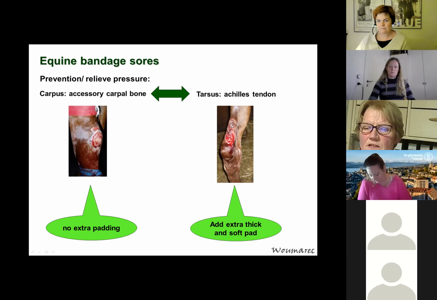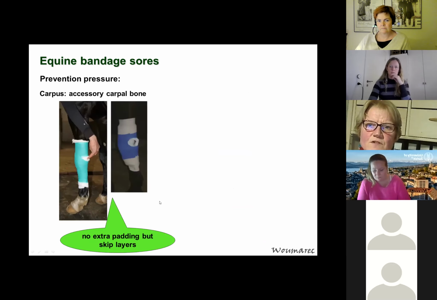On the other hand, on the Achilles tendon, we need extra padding because there is no other way to relieve the tension, to relieve pressure over here. So we need an extra thick and soft pad on the Achilles tendon. So that's the principal difference.